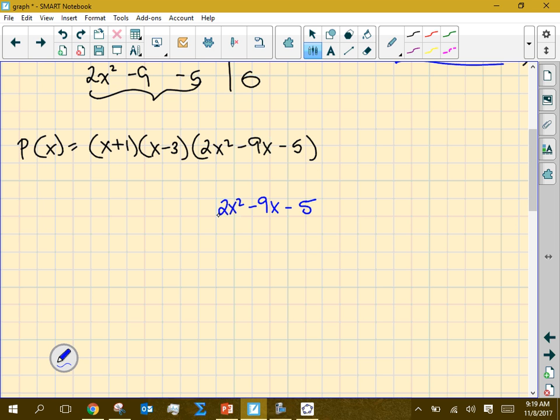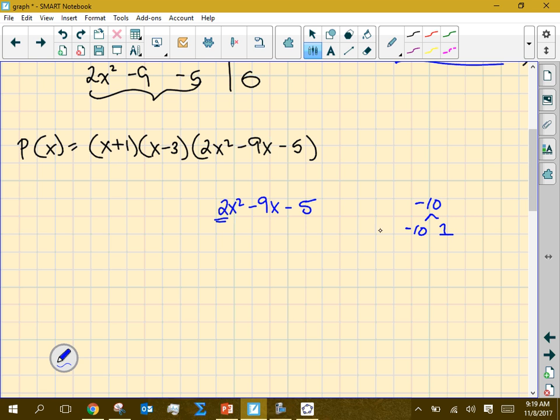First thing I would try is to see if everything has a GCF. See if I can take a 2 out of everything. Can't. So the next thing I try is the A times C method. Multiply both 2 and negative 5, you get negative 10. Now, what are two numbers I multiply together to give me negative 10, but add to give me negative 9? Negative 10 and positive 1.